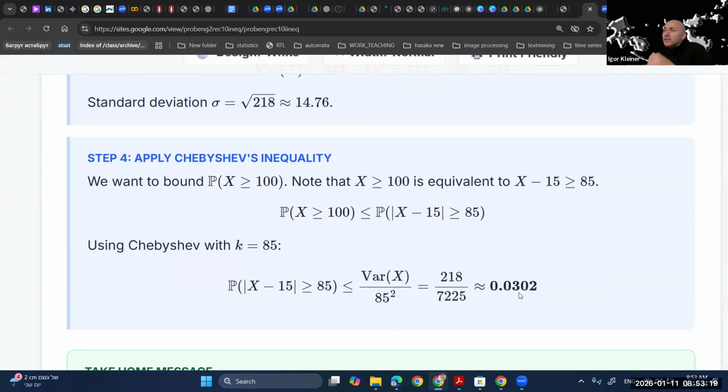It's smaller than the bound that we got using Markov inequality. It's not always correct. Sometimes Markov is better, but in general Chebyshev inequality is better than Markov because we use more information. We use information about the expected value and about the standard deviation. So in general it's better, but not always.